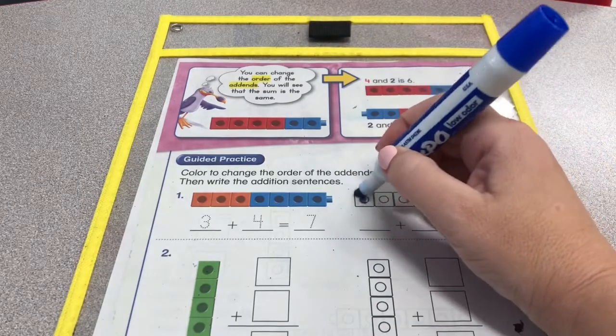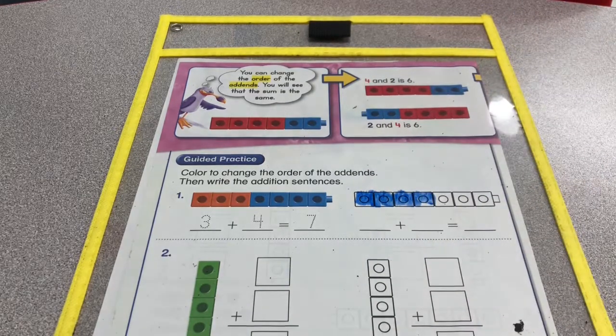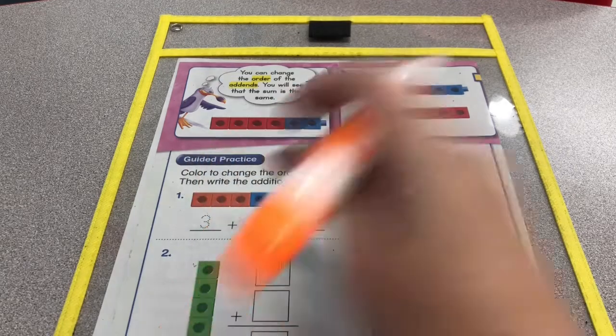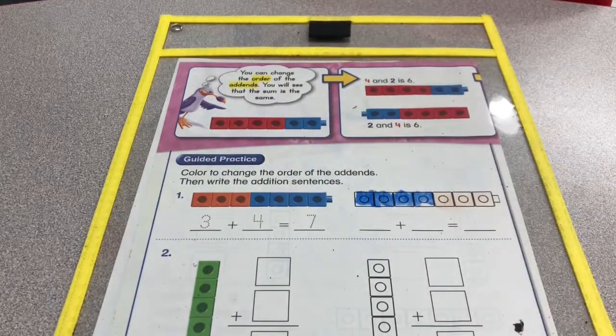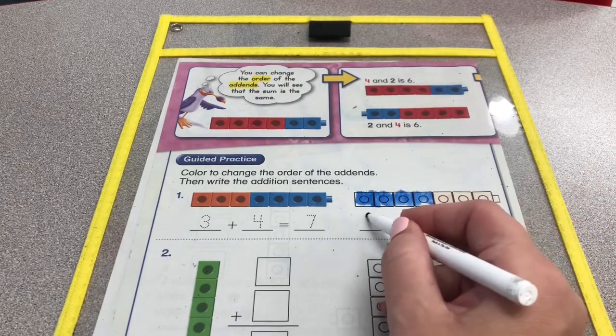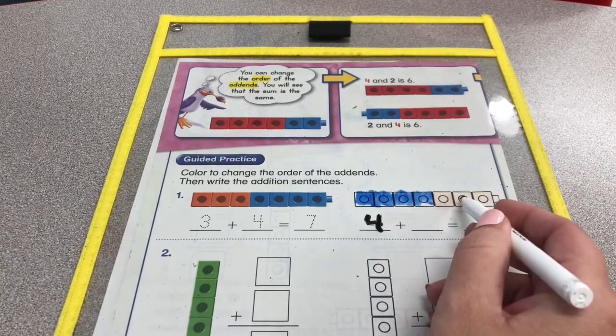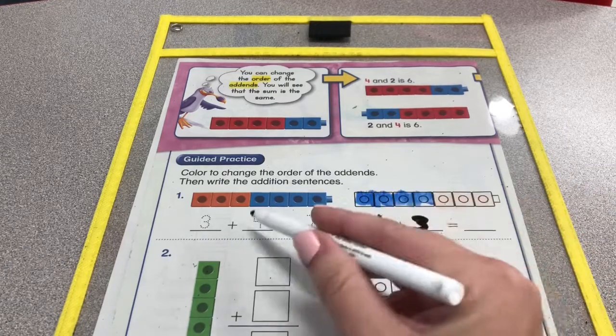So I'm going to color in the first 4. 2, 3, 4. All right. And then what color will I use next, boys and girls? That's right, orange. And how many? 3. Okay, so now let me write my addition sentence. How many blues are there? That's right, there's 4 of them. And then how many orange? That's right, 3. So look, I just swapped them.